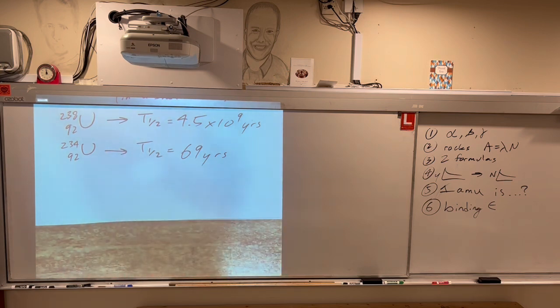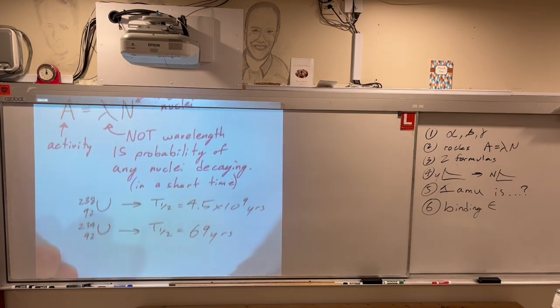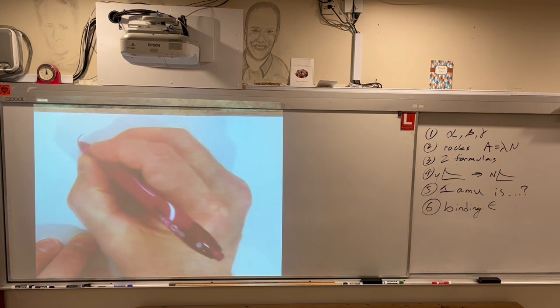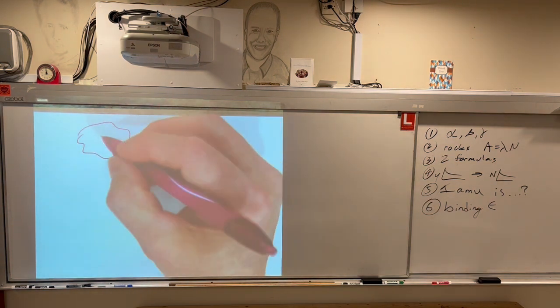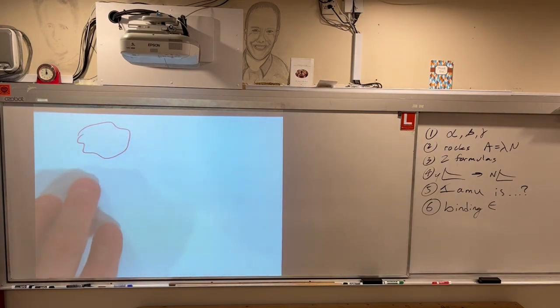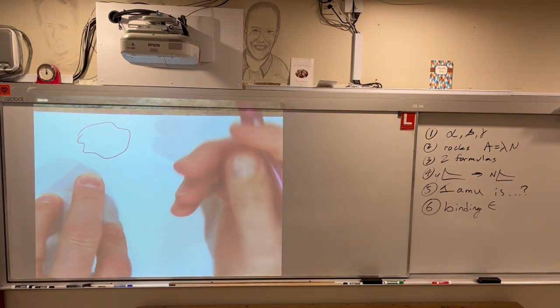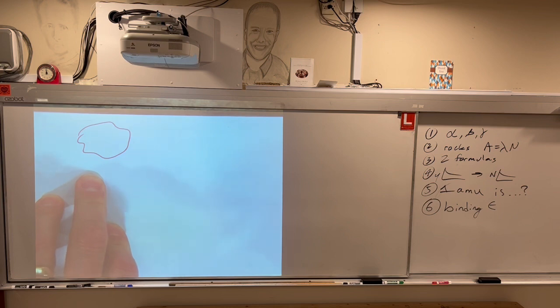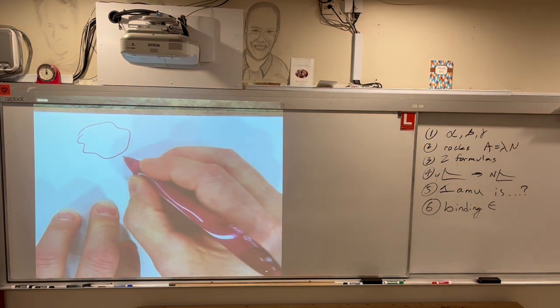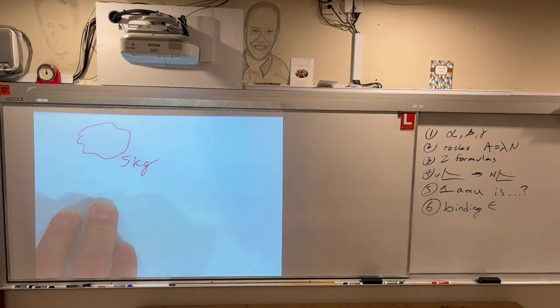But I can tell you how to find the half-life, which I will do right now. Okay, so let's do a little example here. Let's say you have a rock, and let's say it's some mass. Give me a mass. 5 kilograms? It's a 5 kilogram rock.